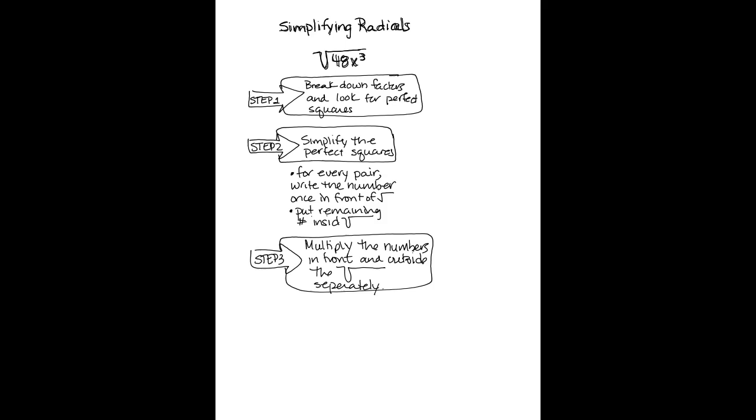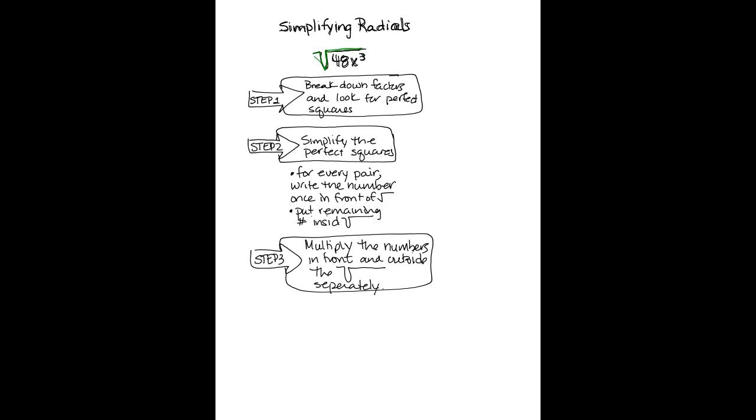Okay, so as part of our review, I also wanted to go through an example where we simplify a radical, and in this case, this example is a square root. It's a square root because the radicand here, the root sign, does not have a number, so we know that it's a square root.